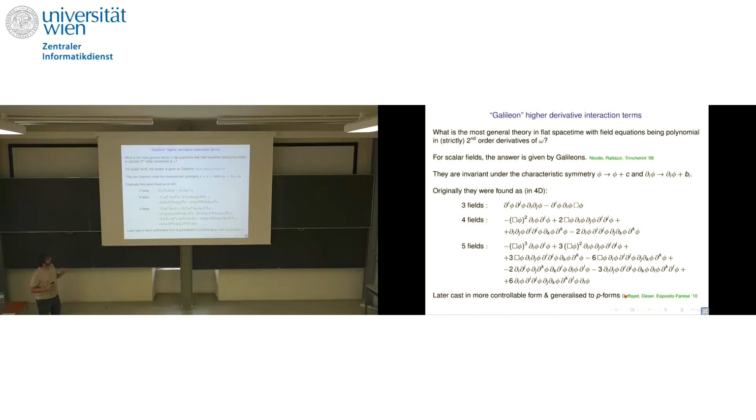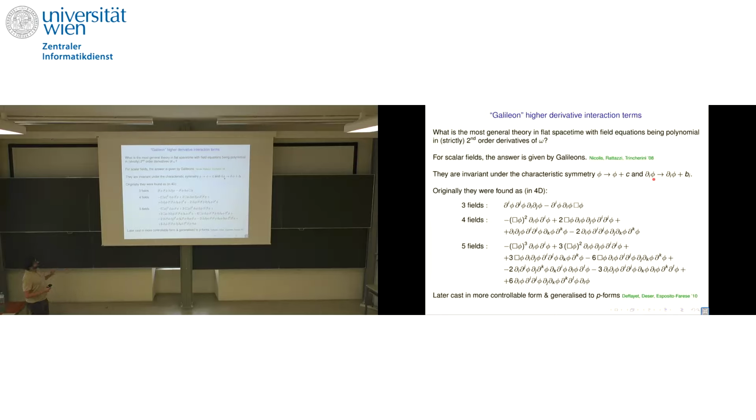So the answer to this question for scalar fields is given by the so-called Galileons, which were described in 2008 by this gentleman here. And naturally, and this explains also the name of the theory, they are invariant under this characteristic symmetry, so they have shift invariance. So I'm talking here about the scalar fields. They are shift invariant, but also their derivatives are shift invariant, right? So this is like a generalized pseudo-Nambu-Goldstone boson, so generalized pions in a way.